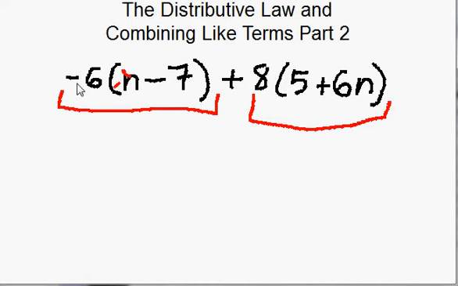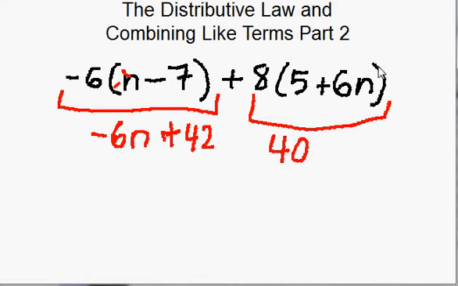So in the first one, I've used the distributive law. Sorry, sometimes I talk a little bit fast. So negative 6 times parentheses n minus 7 is negative 6n minus, well, let's see, this is a negative 6 times a negative 7, so that makes a plus 42. And then this one over here is a 40. And then how many n would I have over here, Bonnie? I've got to do 8 times 6n. So how many would that be? 48n, right. Good.